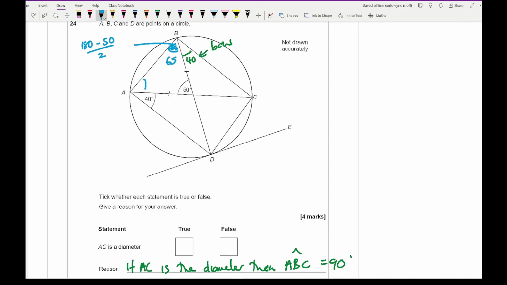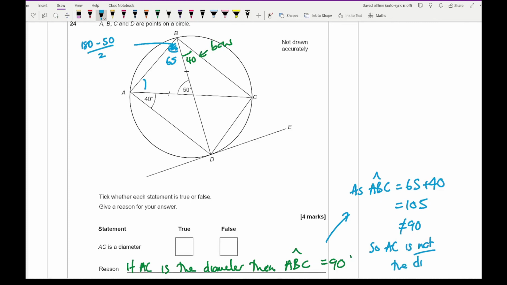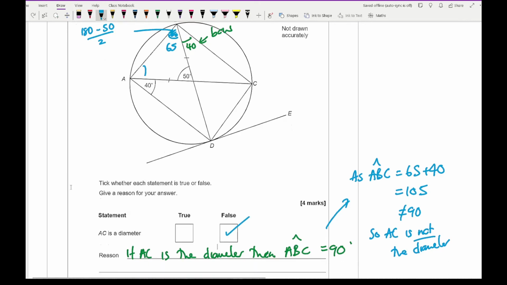So going back to this particular statement here, ABC is equal to 65 plus 40, which is 105. So this is not equal to 90. So AC is not the diameter. So the answer is false.